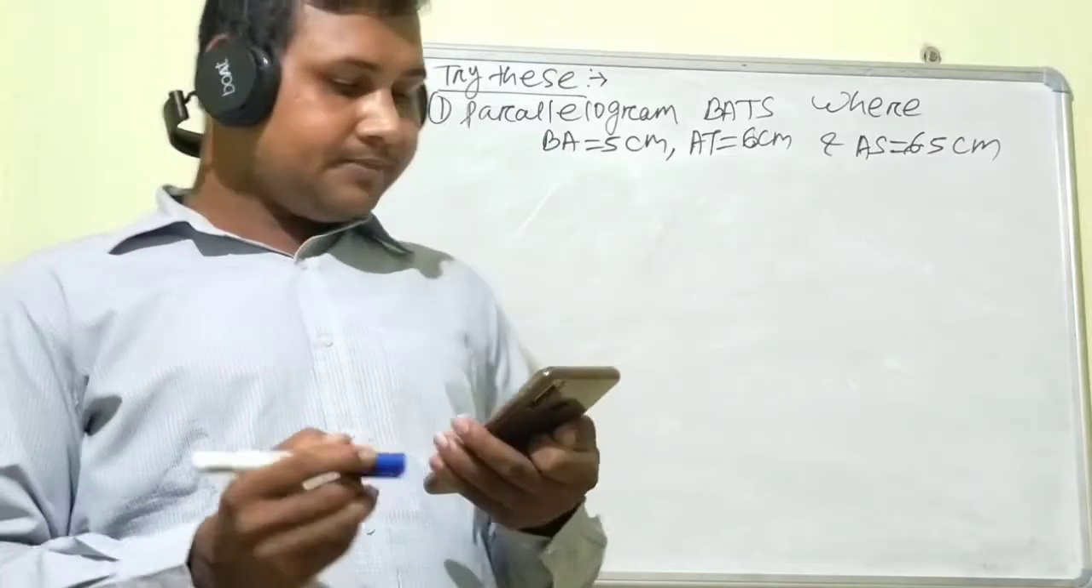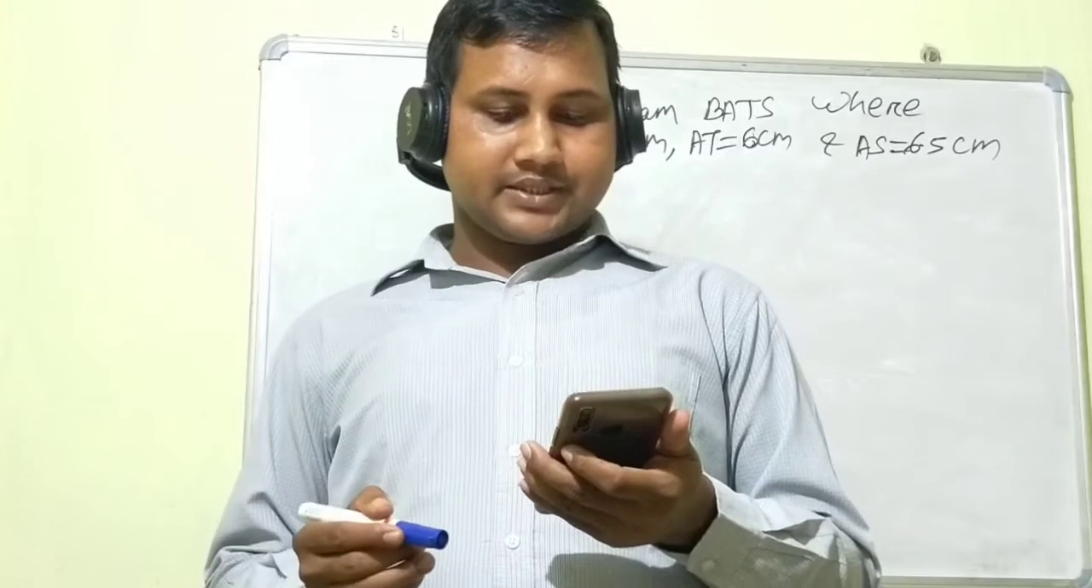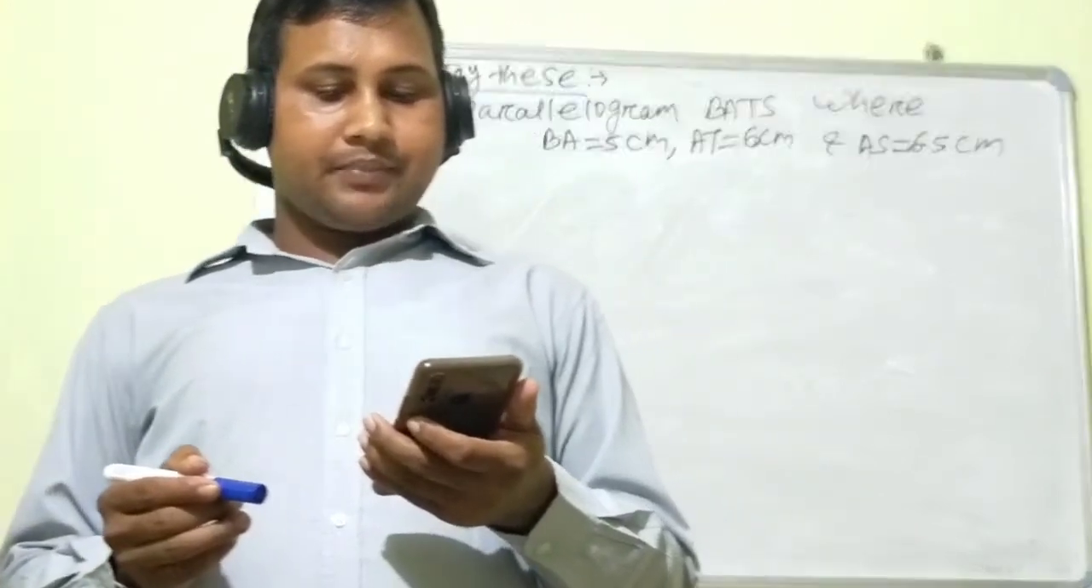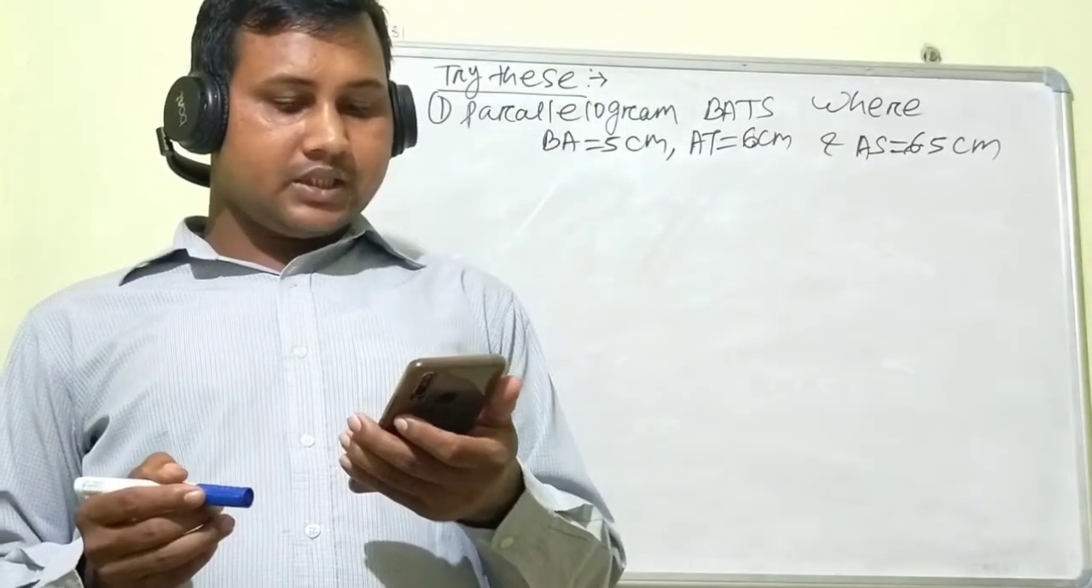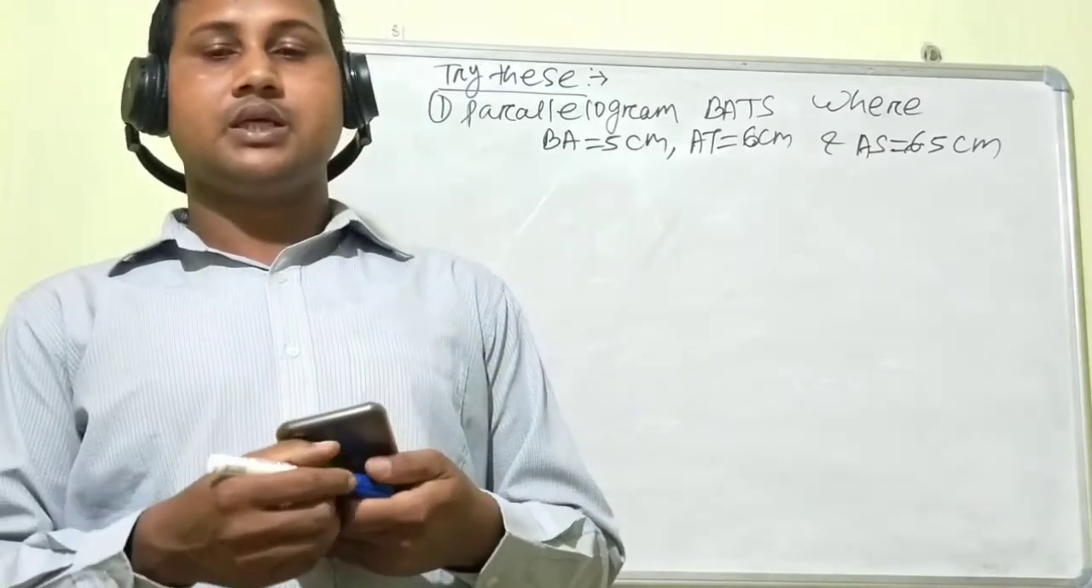Second question is given. Can you draw a parallelogram BASE where BA is 5 cm, BE is 6 cm and AS is equal to 6.5 cm?